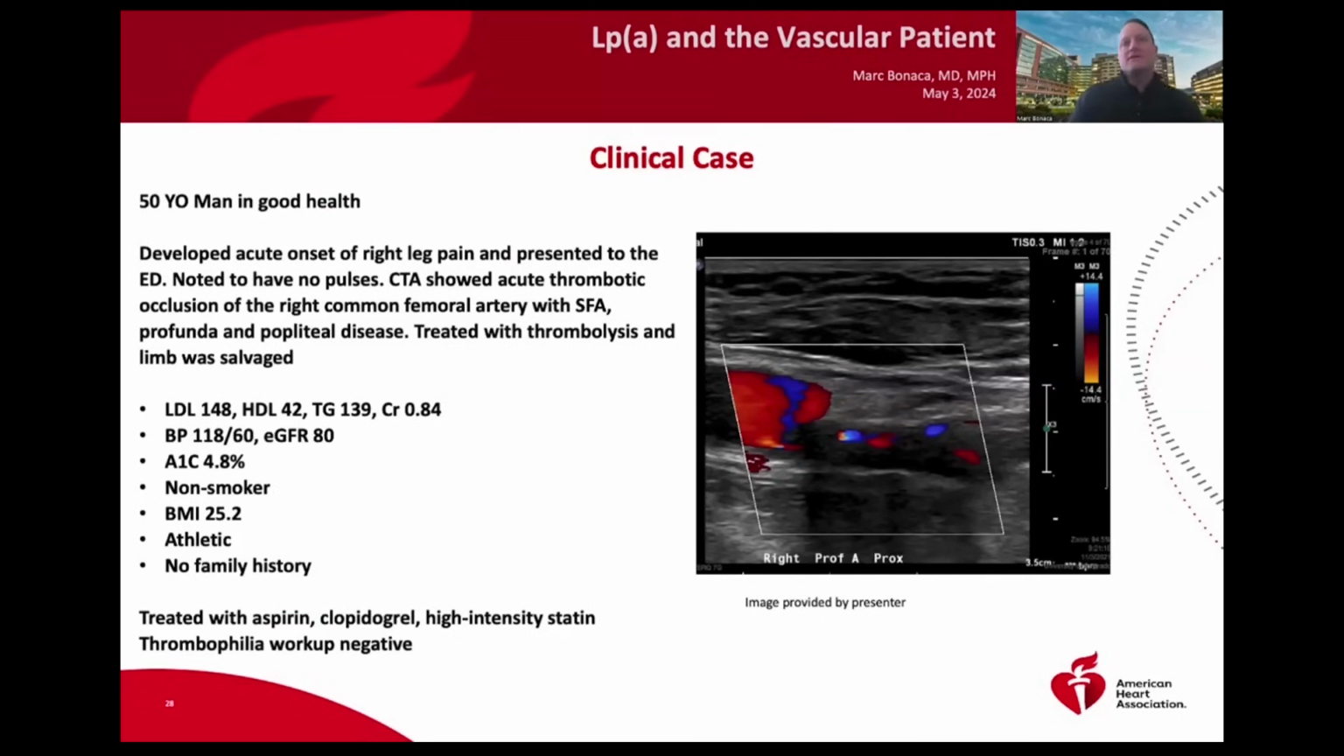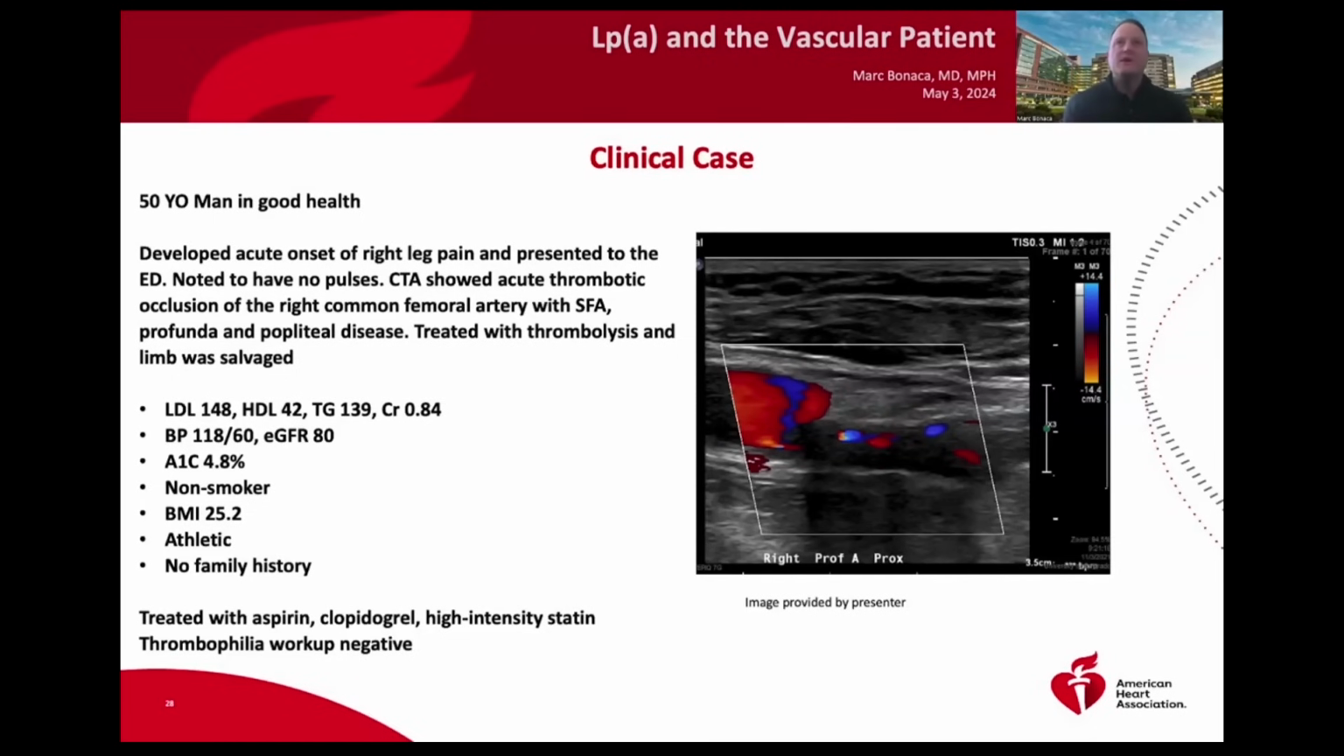So I've covered a bunch of data. I think the take-home message is that PAD is prevalent. It's often underdiagnosed. It is associated with very high rates of MACE, and in addition, major adverse limb events. And there's a close association between LPA and the development of PAD and worse outcomes for both MACE and limb outcomes in those with PAD, both in stable chronic patients as well as post-revascularization.